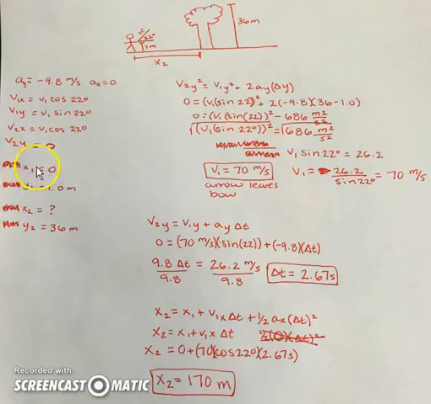This is the original x position, which is 0, the original y position, which is 1 meter, the final x position, which is what we're looking for, and then the final y position, which was 36 meters. So to start out, we're going to use this formula.